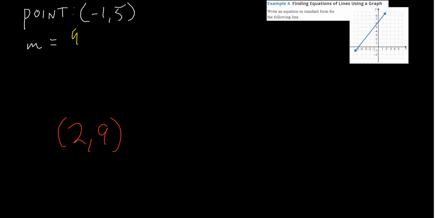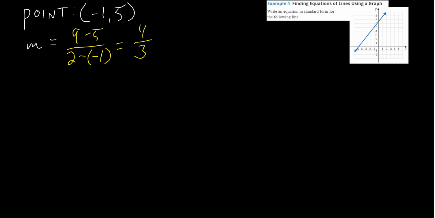So I'm gonna say 9 minus 5. Again, I'm doing change in y. 9 minus 5, and then 2 minus a negative. I just get dots everywhere. Minus a -1. Okay, so 9 minus 5 is 4. 2 minus -1 is 2 plus 1, which is 3. So I have a slope of 4/3.